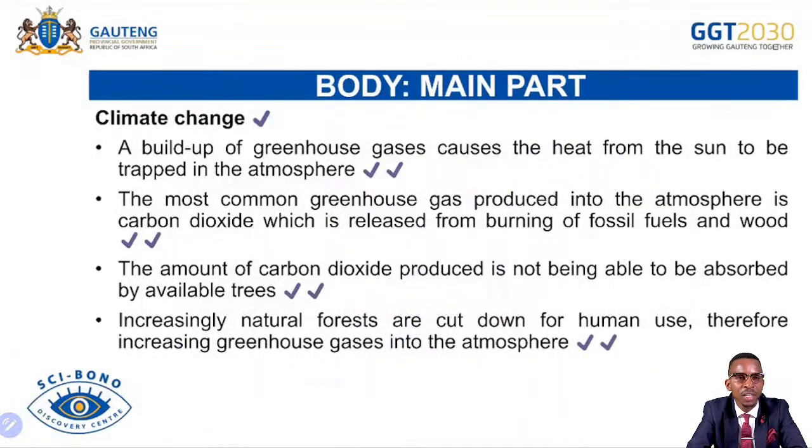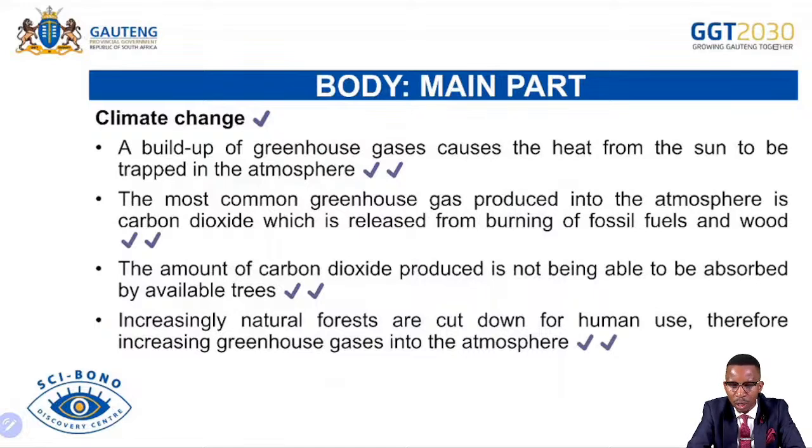Climate change. Remember, climate change is a sustained change in weather patterns that cannot be predicted. A build-up of greenhouse gases causes the heat from the sun to be trapped in the atmosphere. So, as businesses produce, they burn fossil fuels. Burning fossil fuels results in gases that pollute the atmosphere and also damage the ecosystem as well as the ozone layer. That can lead to bad weather patterns and what we call global warming, affecting human lives, animals, and plants. The most common greenhouse gas produced into the atmosphere is carbon dioxide, which is released from burning of fossil fuels and wood.